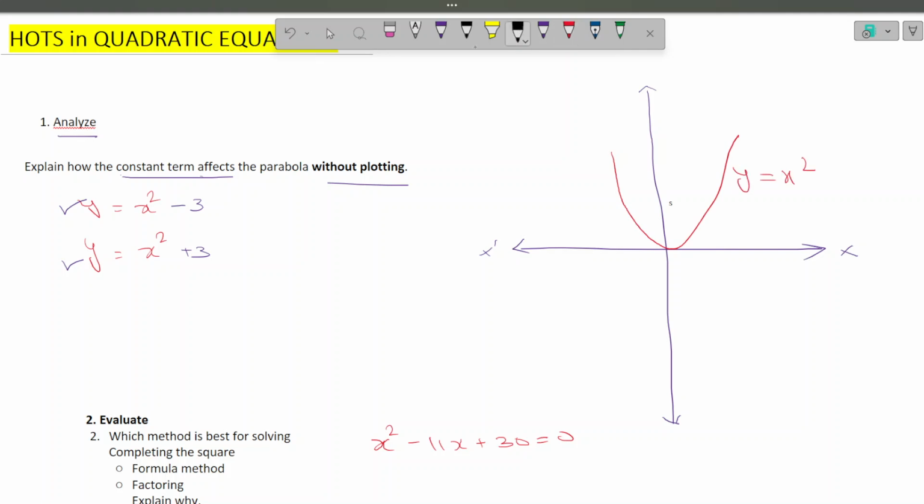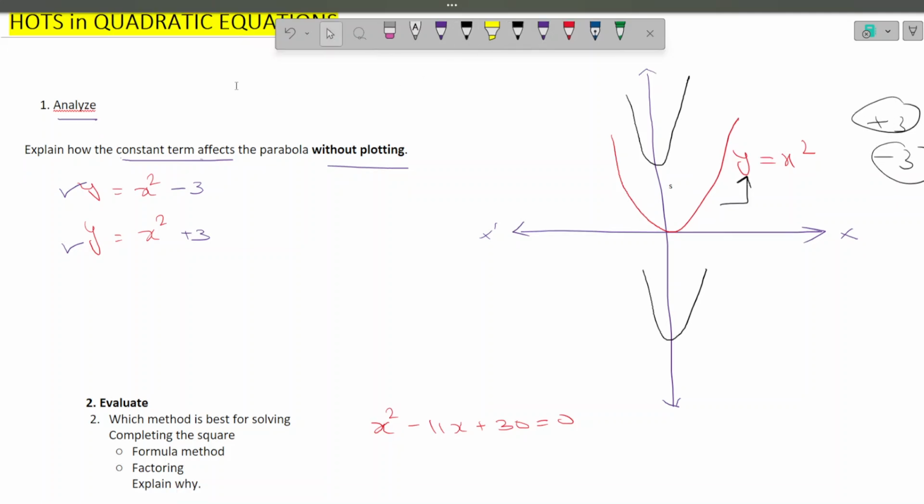Suppose you are adding plus 3. Plus 3 means our parabola will come over here, and minus 3 here. So this is the shift. Plus 3, minus 3 is the shift in the parabola. Original condition is this, without expanding.